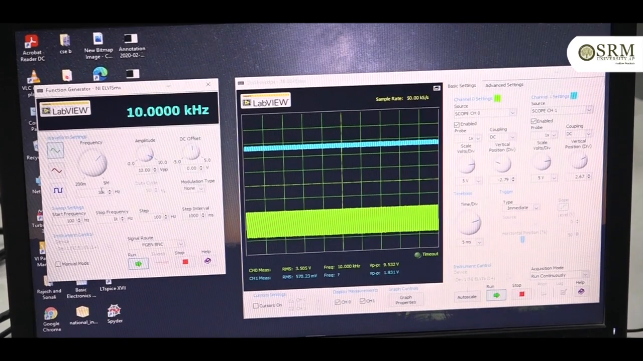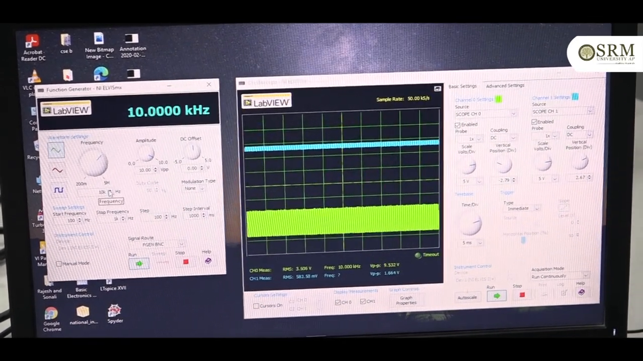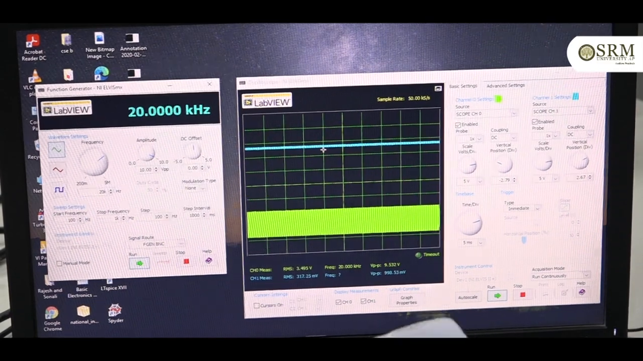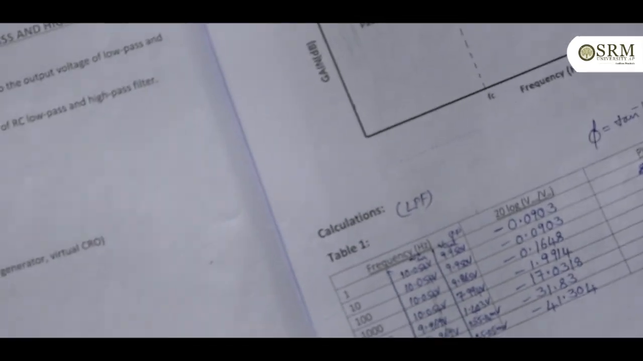Then we can apply 20 kilohertz. Here the signal is almost completely blocked at the output. The input is here and the output is only in millivolts, which is negligible voltage. For the low pass filter, from these input and output voltages we can draw this graph. It is a low pass filter, which allows only low frequencies.